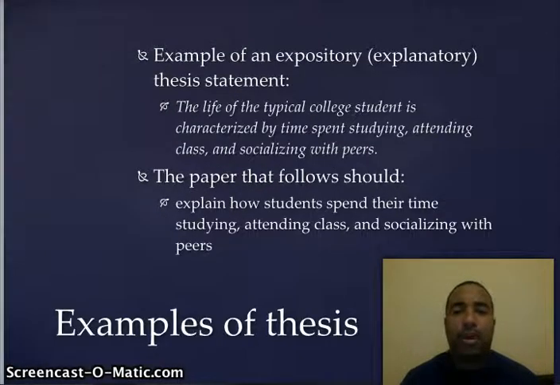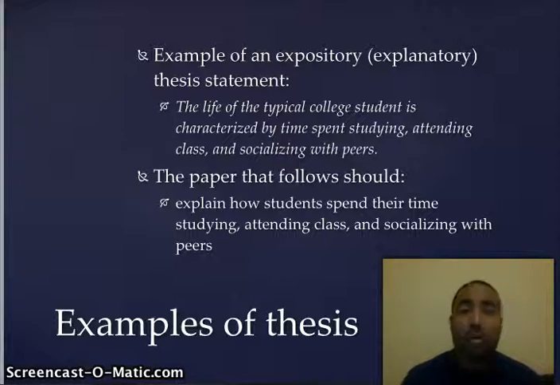Second example is an expository, an explanatory thesis statement, which will be more aligned with the type of paper that you'll be writing. Now, notice this thesis statement. It says, the life of the typical college student is characterized by time spent studying, attending class, and socializing with peers. So again, you have the claim of the typical student, what is characterized, and then what is being backed up: studying, attending class, and socializing with peers.